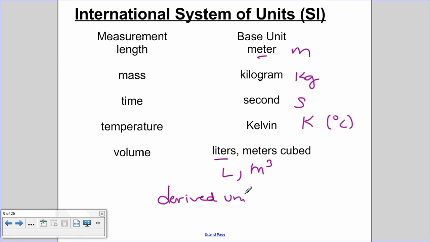And a derived unit is one that's actually derived from these base units here, maybe something like grams per milliliter, and that's going to be density. So grams per milliliter is a derived unit because calculations are involved to attain it.